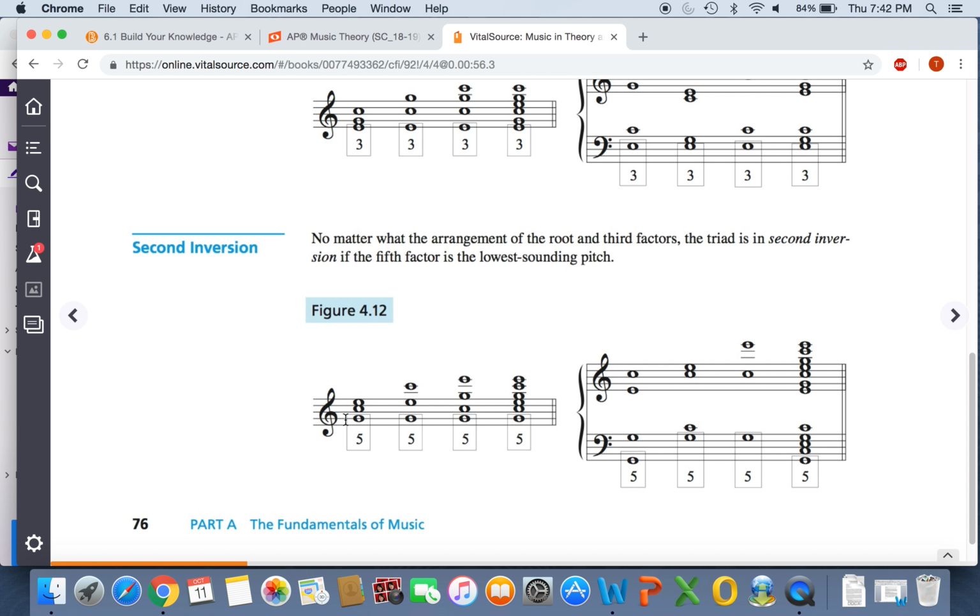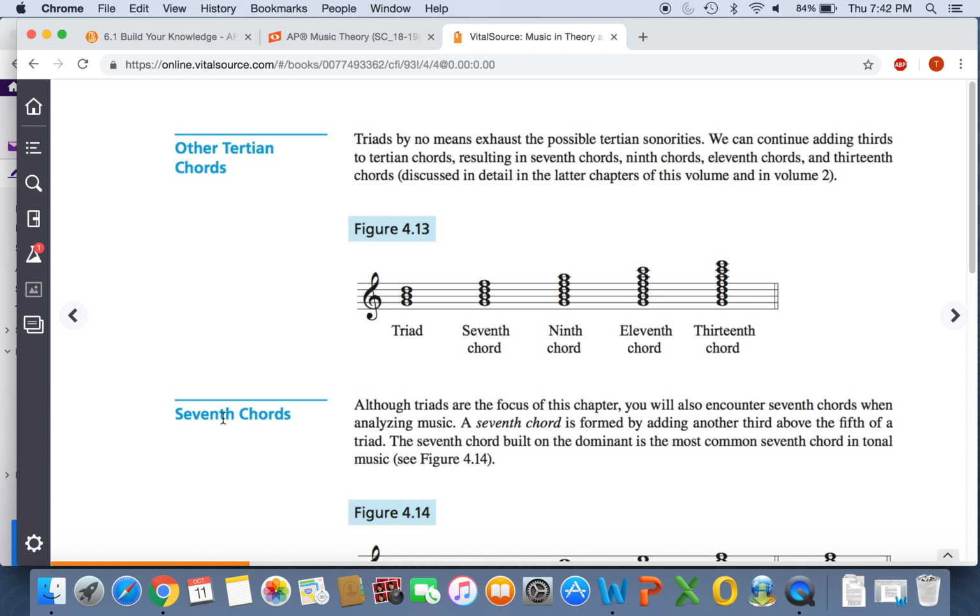inversion if the fifth factor, or so, by the way, is the lowest sounding pitch. C major chord, G, or so, the fifth of the chord, is the root at that point, right? It's the base of the chord. Everything else is above it. So you have root position, you have first inversion, you have second inversion.